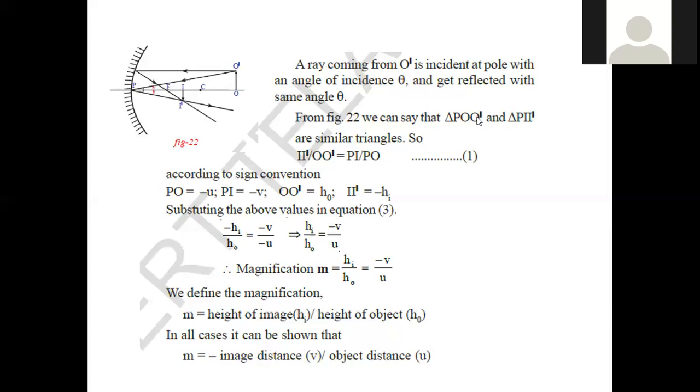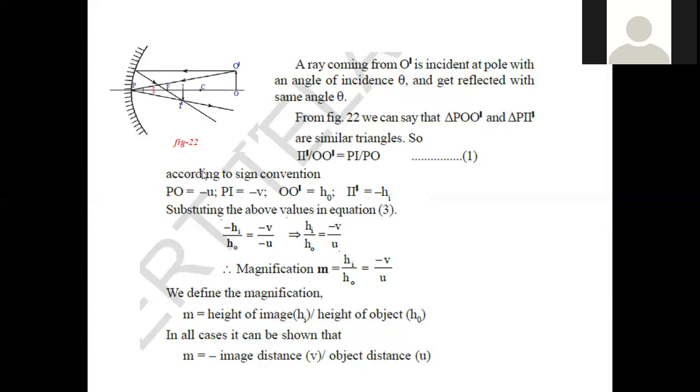So if that is true, we can draw the ratio relation: I'I by OO'. I'I is the height of the image, HI, and OO' is the height of the object, HO. So I'I by OO' is equal to PI by PO. This is the first derivation of the equation.